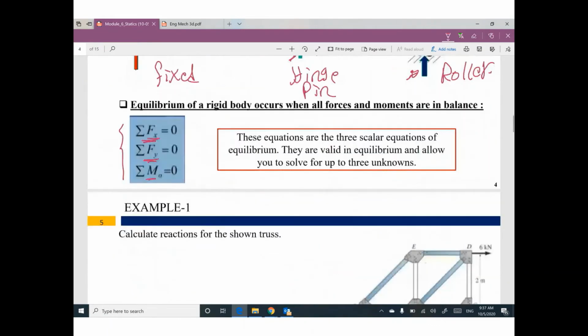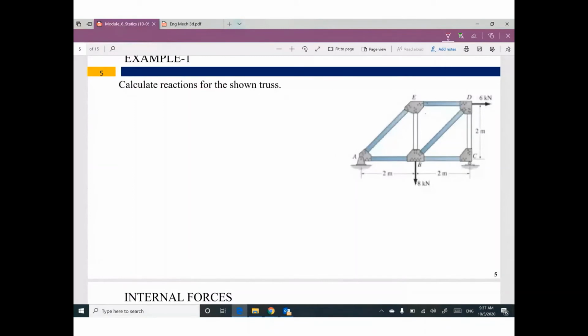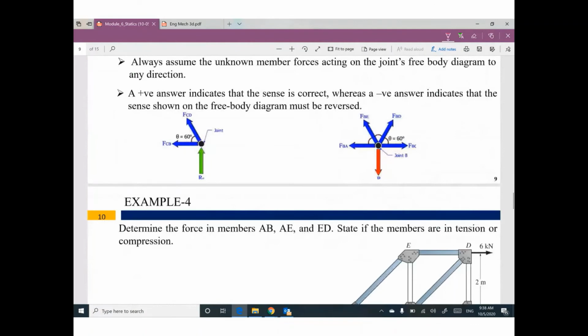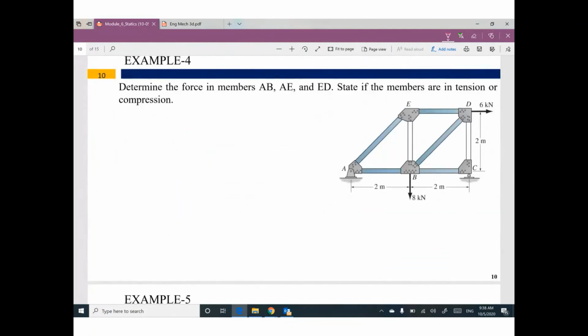So we need to review how to calculate reactions. Will the problem ask to calculate reactions? No. Can you watch this problem? The problem will ask you to determine the force in member AB, this one, member AE, this one, and member ED, this one. My question is, did the problem ask you to calculate reactions? No, but as the first step, you must calculate reactions.